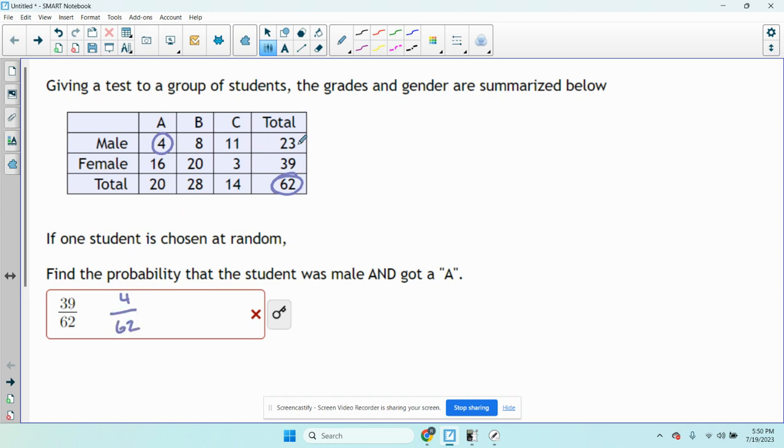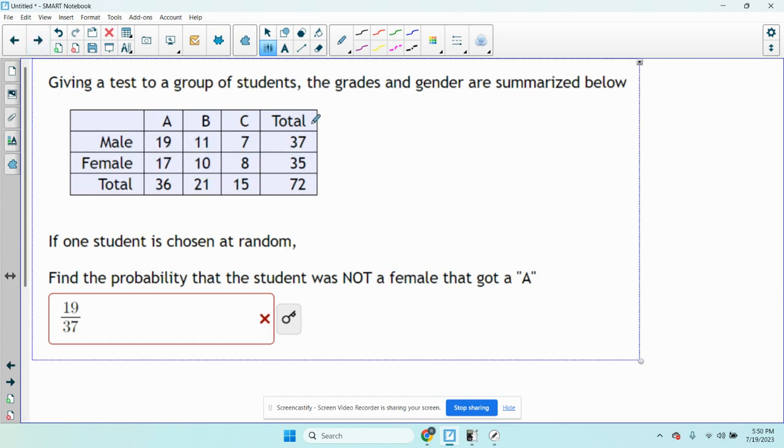You don't have to find the probability of a male and the probability of an A and multiply them together. That's not necessary here. It's just the people who are male and got an A, which is these 4 out of the 62 total. Okay.